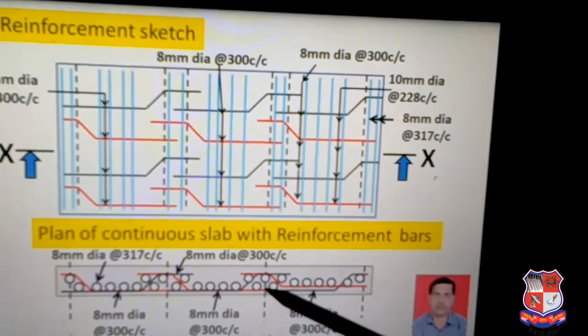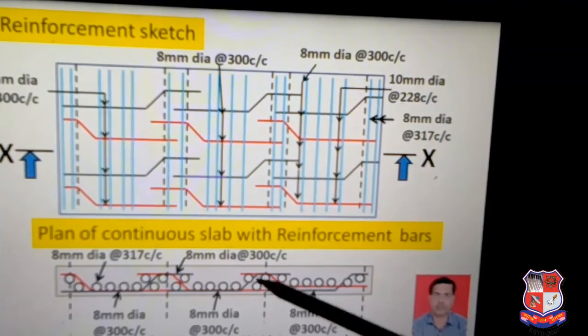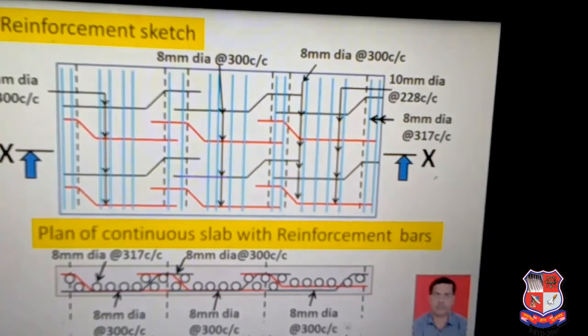Similarly in this span the red bar is going to the next support and the black bar is coming from the bottom and going to the top of this support. Similarly at this end span also. So this trend is maintained throughout the whole length of the slab.